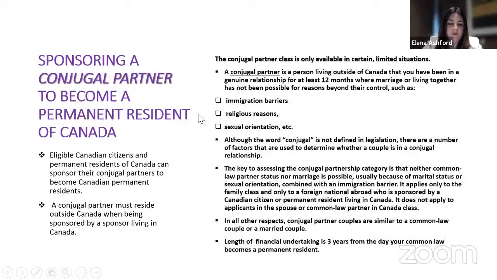So what is conjugal partner sponsorship? The conjugal partner class is only available in certain very limited situations, and a conjugal partner is a person living outside of Canada that you have been in a genuine relationship with for at least 12 months, where marriage or living together has not been possible. And there are reasons beyond your control why you cannot either reside together with this individual or marry them, right? Generally, the reasons are, as I included in the slides, immigration barriers, religious reasons, sexual orientation reasons. So that is a very limited circumstance where you can sponsor a conjugal partner.